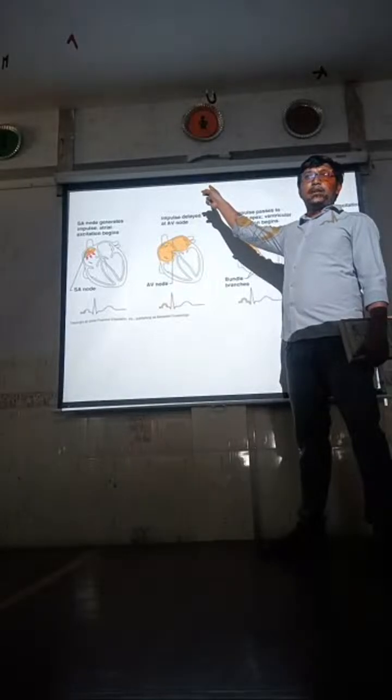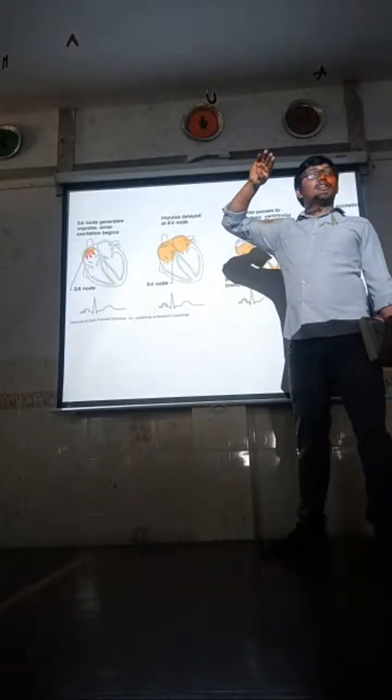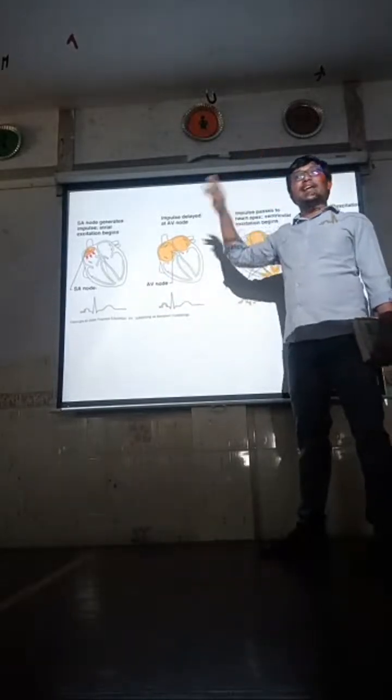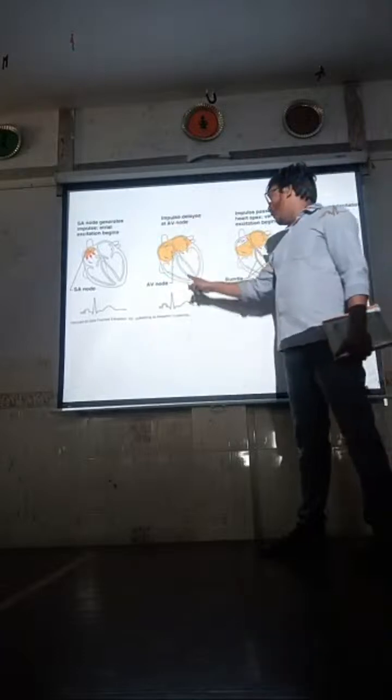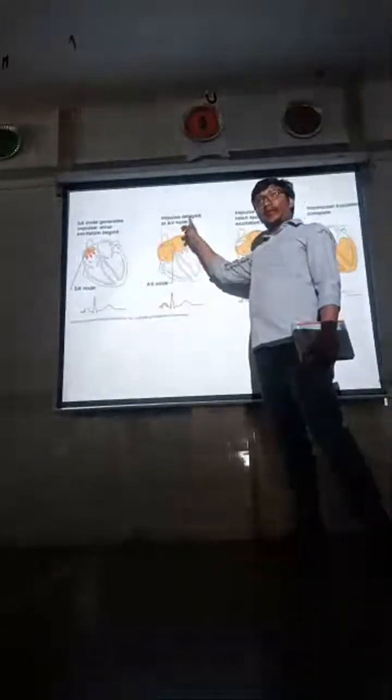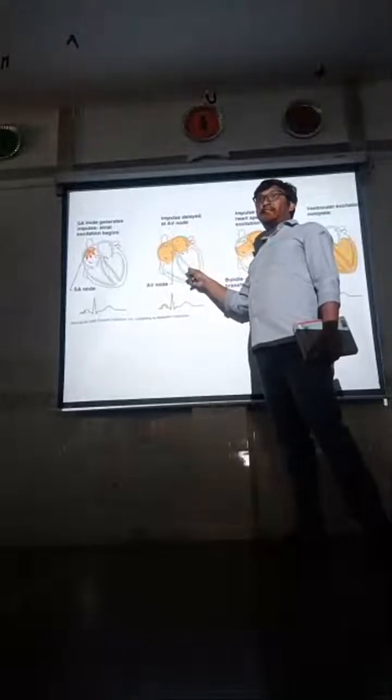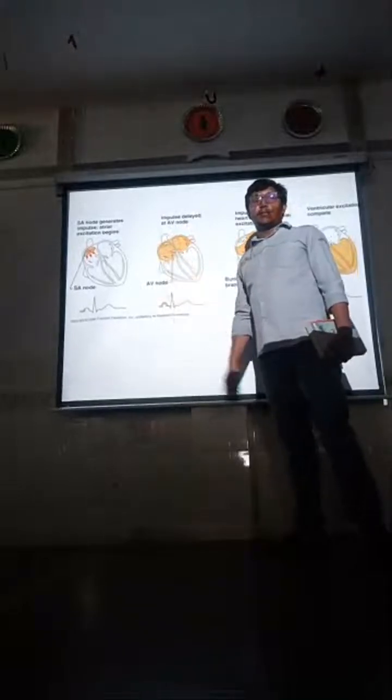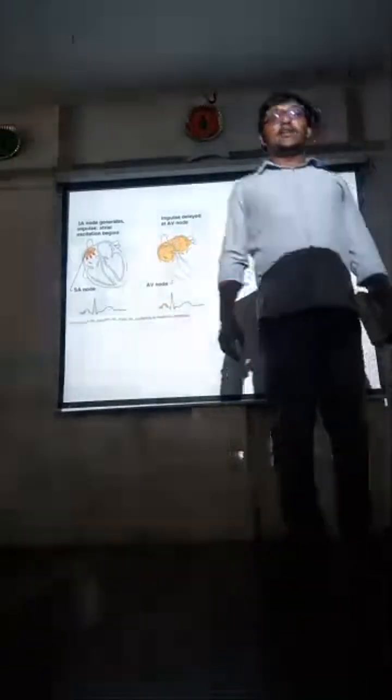Through the semilunar valves. What are the semilunar valves? Pulmonary semilunar valve and aortic semilunar valve. Now, the right ventricle is emptying to the pulmonary semilunar valve. The left ventricle is emptying to the aortic semilunar valve. Am I clear? Yes, sir.